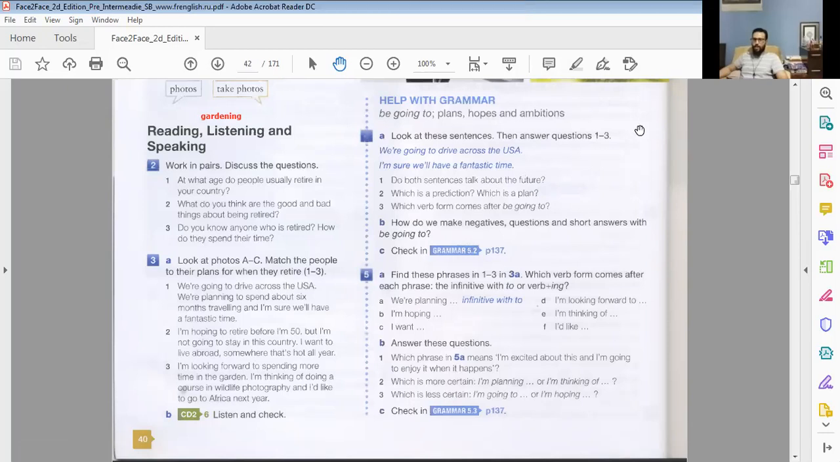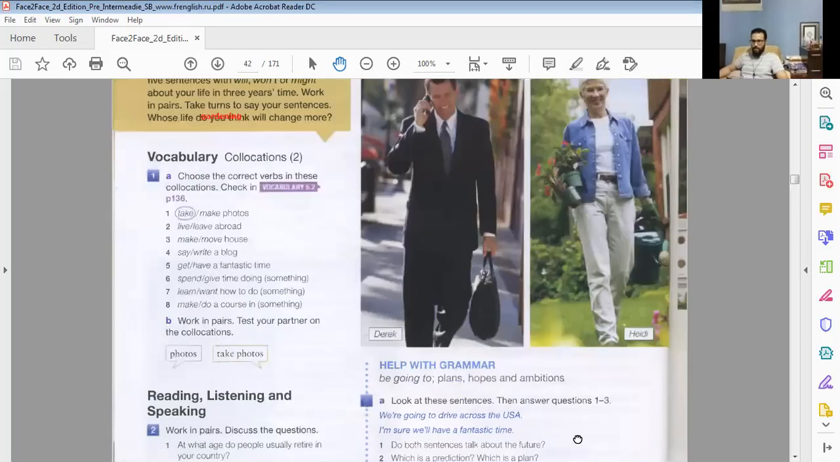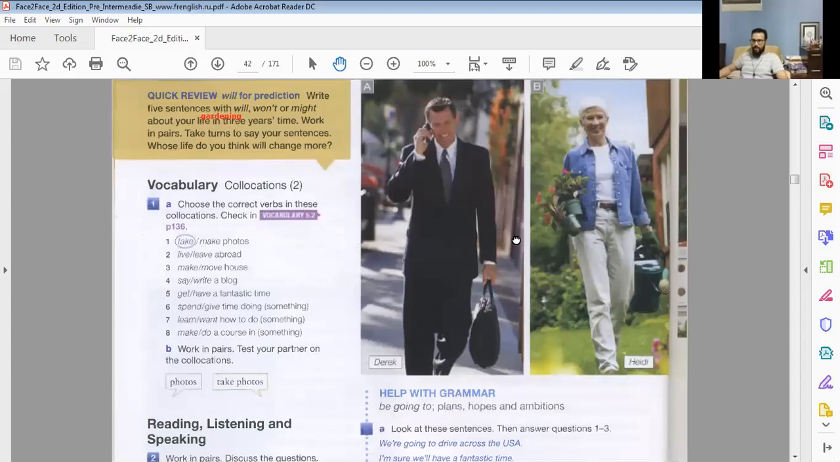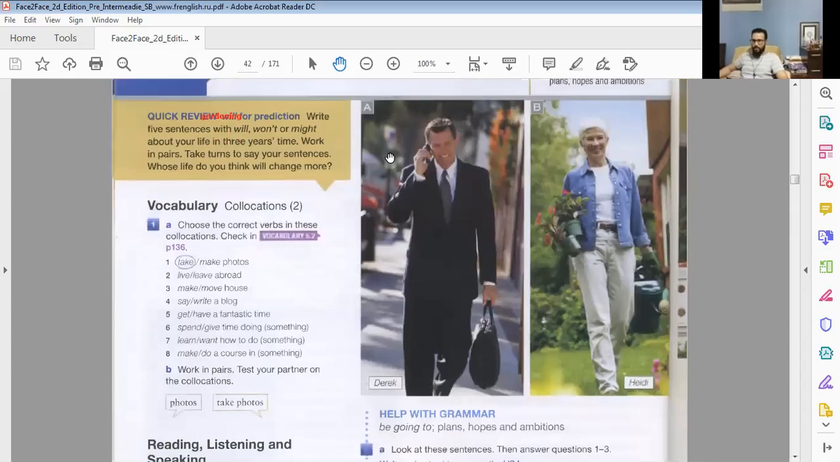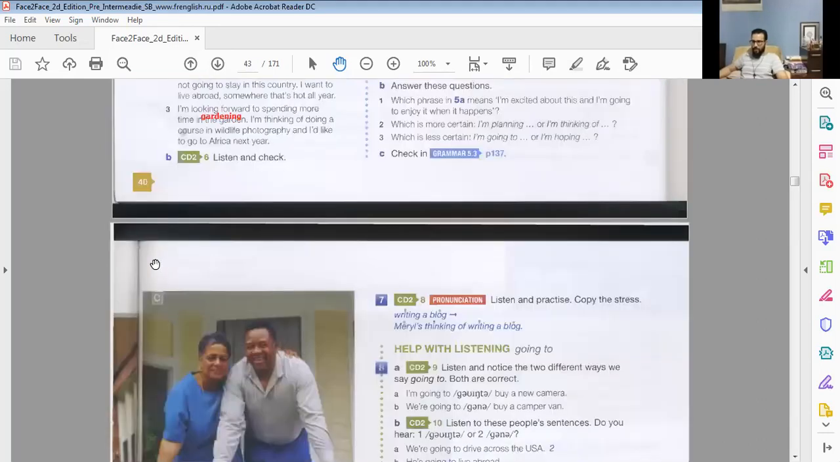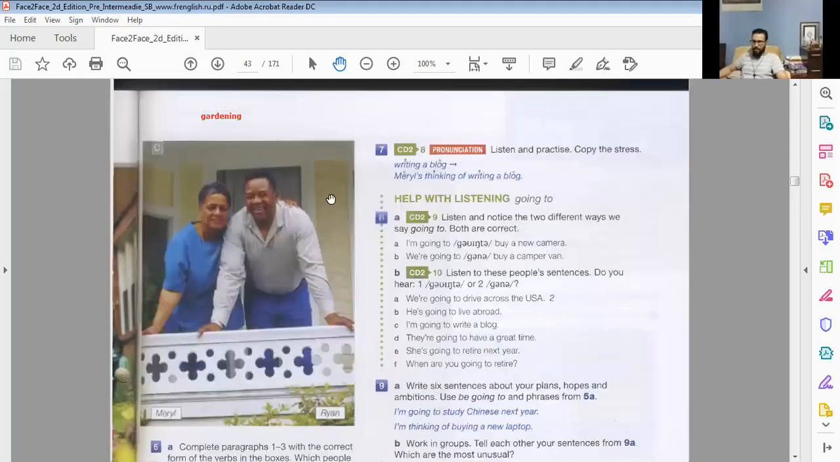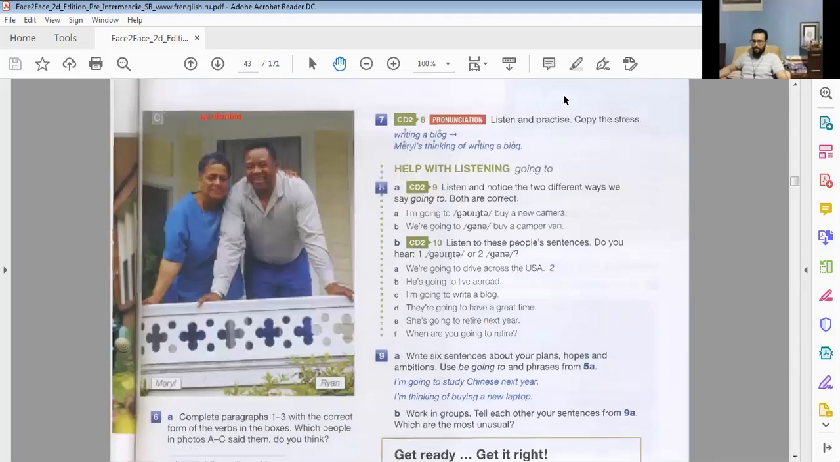So let's take a look at the photos first, the 3 photos, okay? So you can see here, photo A. This is Derek. And photo B, we have Heidi. This is Heidi. Let's see photo C. We have Meryl and Ryan. So these two, the couple, are Meryl and Ryan. All right, let's go to Derek.